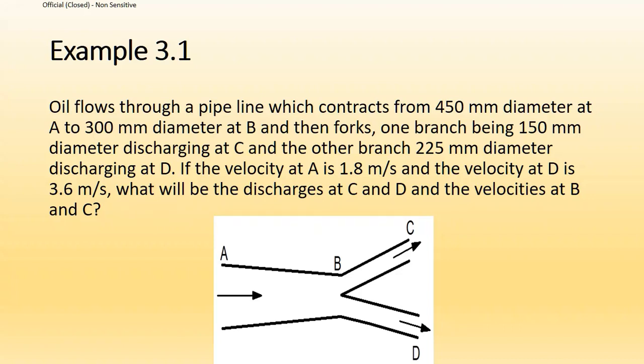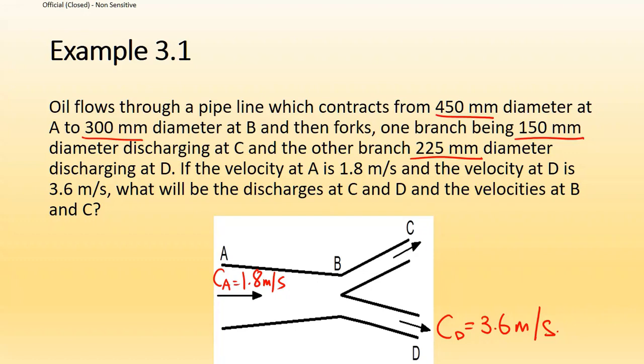We can go through this example here, 3.1. Oil flows through a pipeline which contracts from 450 mm to 300 mm diameter at B, and then forks out, one branch being 150 mm at C, and the other branch being 225 mm at D. If the velocity at A, CA, is 1.8 meters per second, and the velocity at D, CD... remember the velocity, we'll write it in terms of C, because V is reserved for volume.